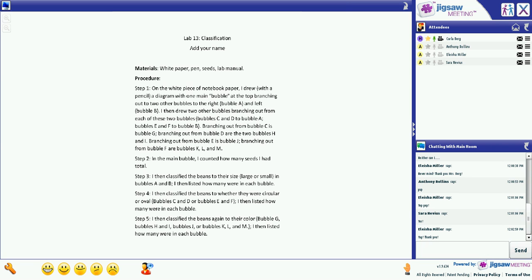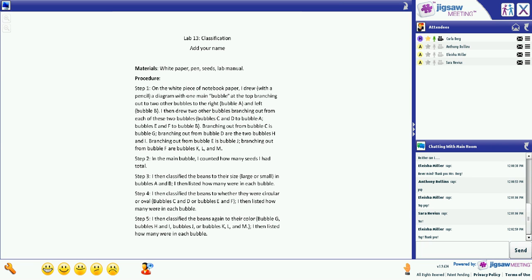The next step was the procedure. Again, bolded, underlined, whatever, the word procedure. And then this person chose to write steps. If you are writing steps to the procedure, you don't have to write the word step and then the number 1. You could just write the number 1. But if you want to write the word step, that's fine.